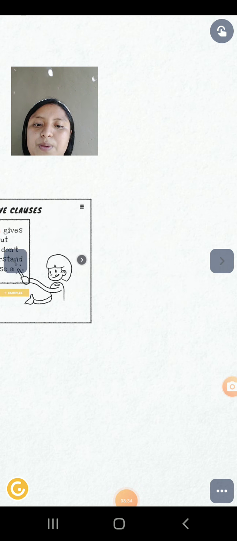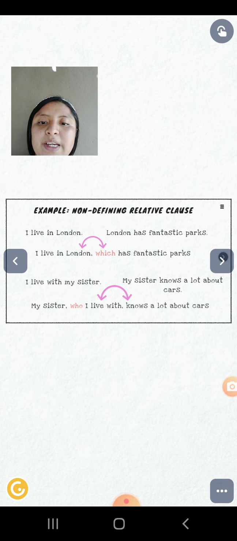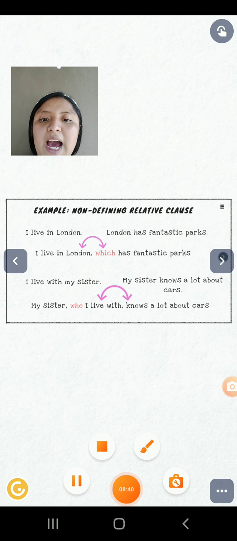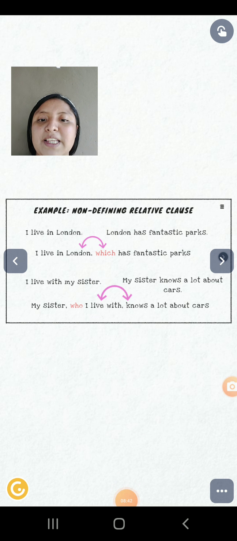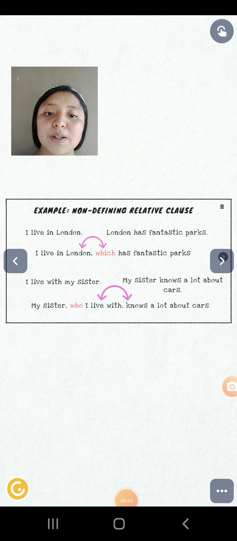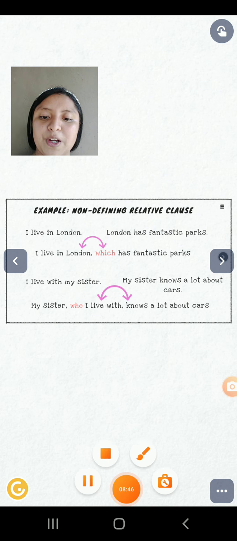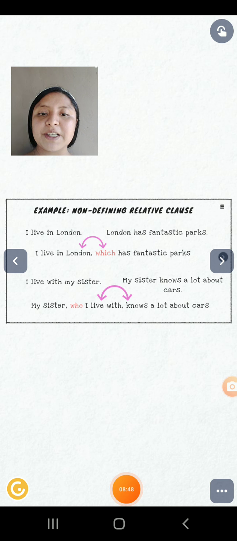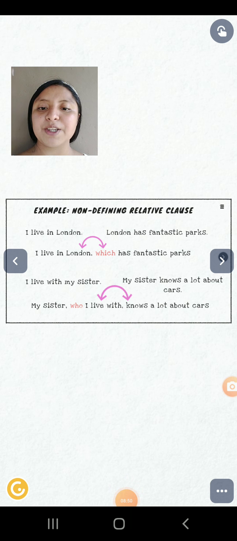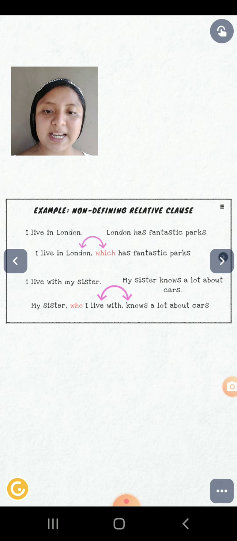Okay, so I live in London. London has fantastic pork. Using the relative clause, you will use which because remember that we are talking about a place, and we can use which or that. I live in London, which has fantastic pork.